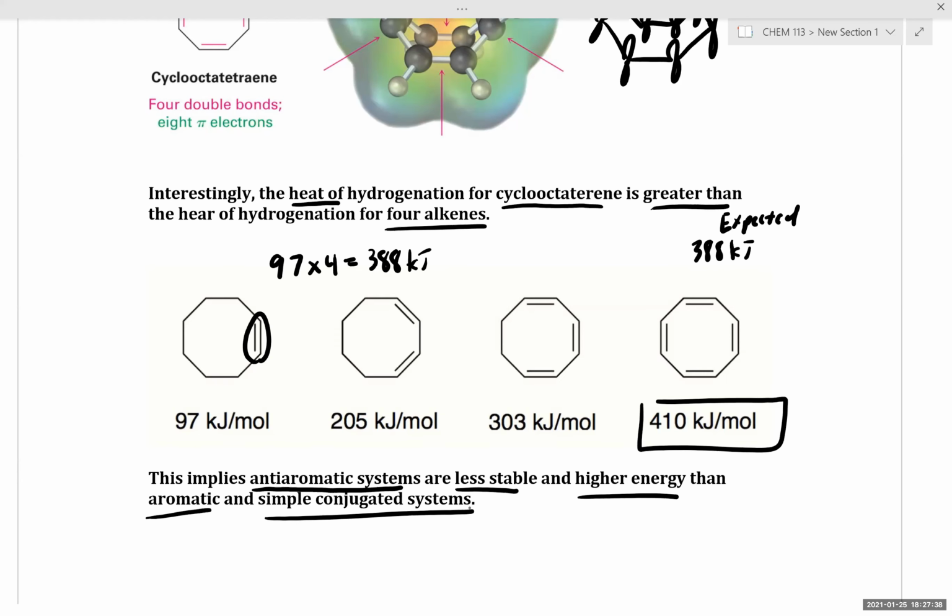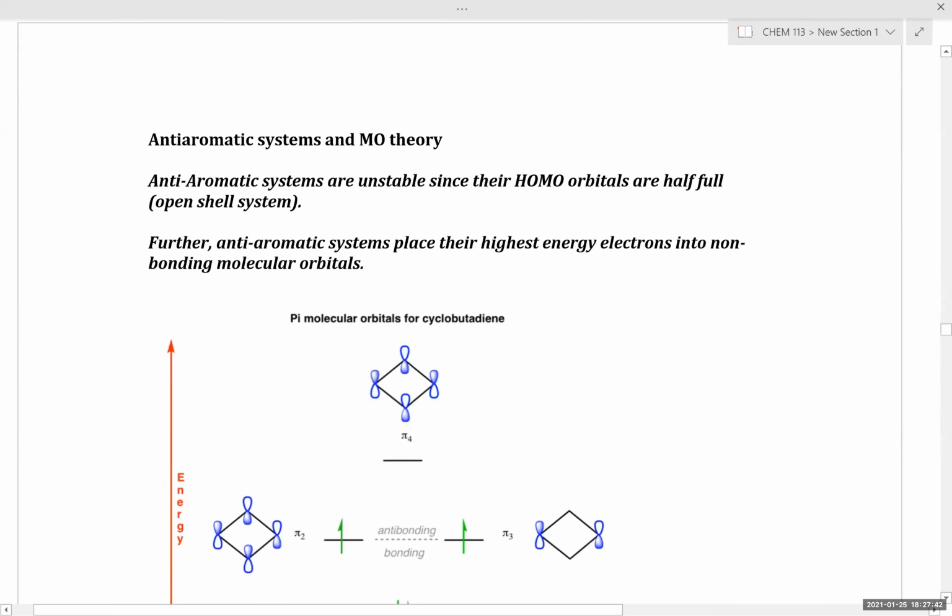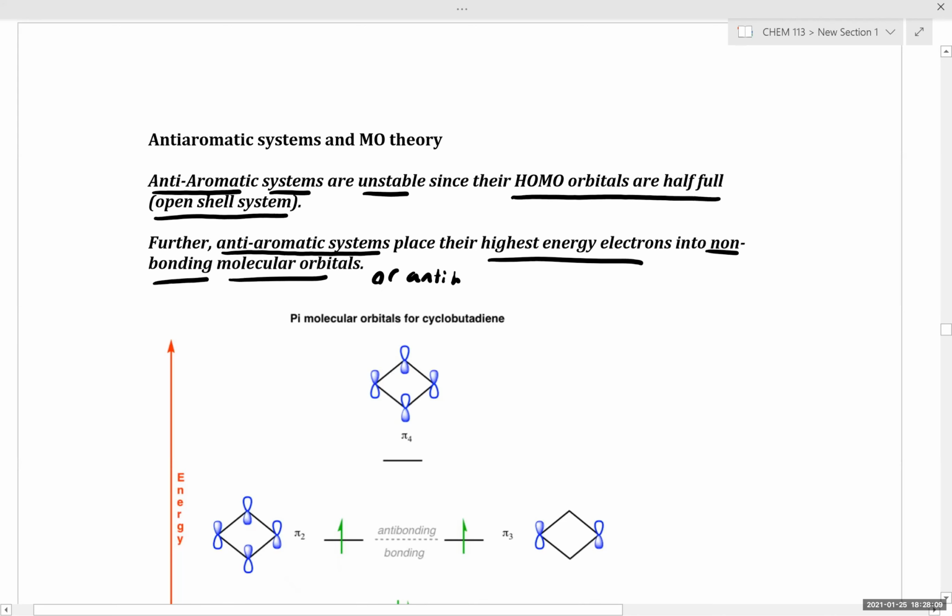Let's keep going now. So when we think about anti-aromatic systems from the perspective of MO theory, a central premise is this idea that anti-aromatic systems are unstable since their HOMO orbitals are half full. We call this an open shell system. Further, anti-aromatic systems place their highest energy electrons into non-bonding molecular orbitals or anti-bonding molecular orbitals.